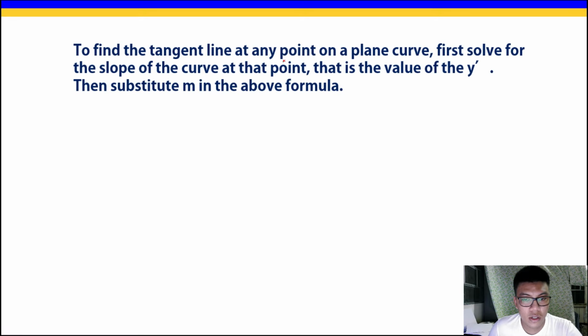Okay, to find the tangent line at any point on a plane curve, first solve for the slope of the curve at that point. That is the value of the y prime, or the first derivative, you know? Then substitute m, or the slope, in the above formula. Okay, so yung formula natin, or yung point slope form, doon natin papasok yung ating slope na nakuha. So y minus y sub 1 is equal to m times (x minus x sub 1), where m is the slope. Ano, yung first derivative, that is also the slope.